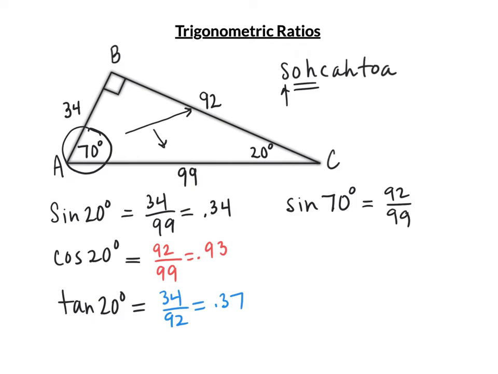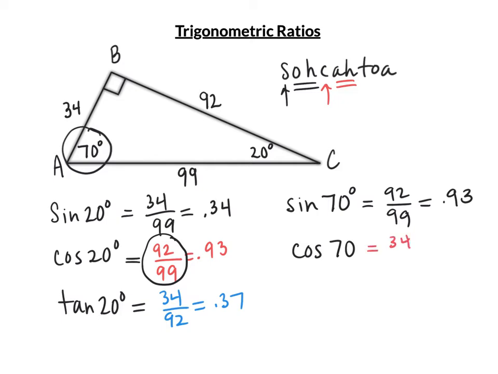Notice that we already did that right here. So this is about 0.93. The cosine of 70, 70 is our point of reference. Cosine is adjacent over hypotenuse. The adjacent side is never the hypotenuse. So the adjacent is the 34. Cosine is adjacent over hypotenuse. The hypotenuse is 99. And look, we already did that.